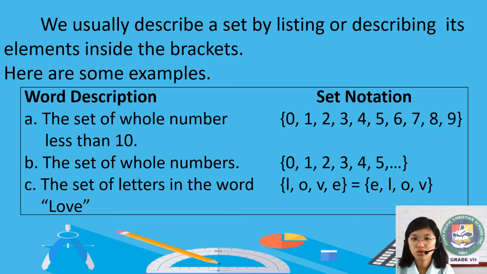First, we have the set of whole numbers less than 10. So what are those elements? We have 0, 1, 2, 3, 4, 5, 6, 7, 8, and 9. So, basta whole numbers less than 10. And second one, we have the set of whole numbers. So, dito, lahat ng whole numbers. Like, for example, we have 0, 1, 2, 3, 4, 5, and so on.